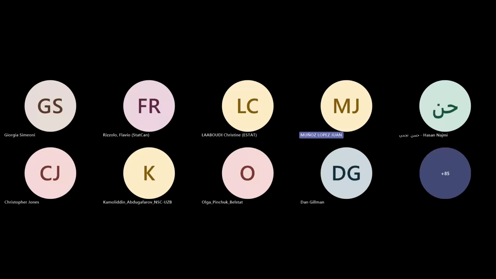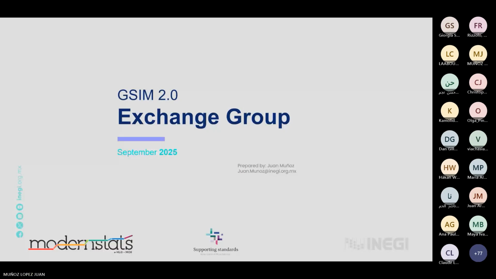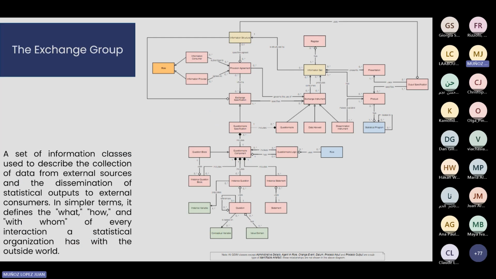Okay, well, I will be presenting today the final group of the GSIM, the change group. My goal will be to explain in very simple terms what it is, why it matters, and how it works in practice. My hope is that by the end of this presentation, you should have a clear picture of how the change group supports statistical organizations. Let's start.